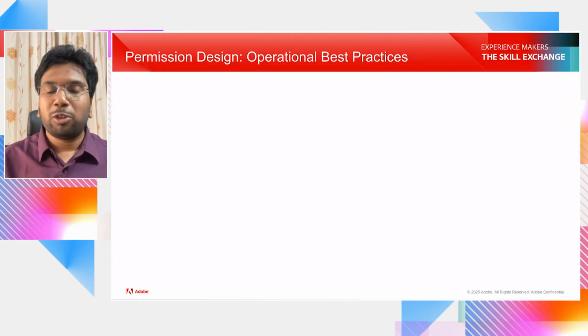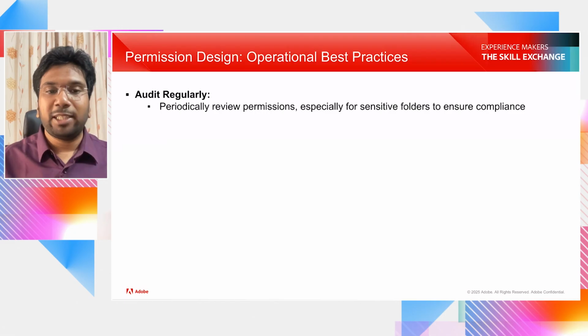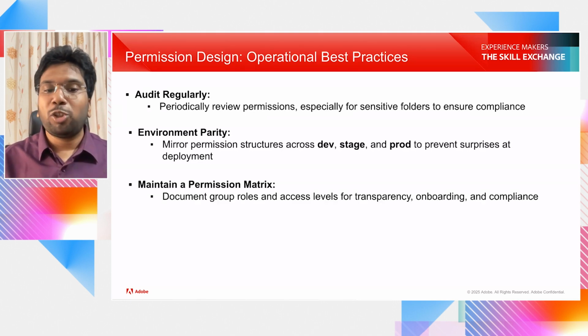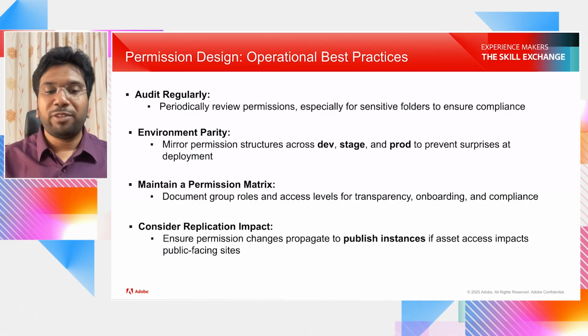From an operational point of view, there are some best practices which we should take note of. We should make sure that our permissions are audited regularly, so any permissions which we do not need, we can remove. We should make sure that all our lower environments have the same permissions so that they can be properly tested and issues are not carried forward to the higher environments. We should document our permissions, which is very helpful for the team, and new team members can easily understand. We should also always make sure that our permissions are replicated to the publisher, since they will be serving the content downstream to different platforms like websites or social.